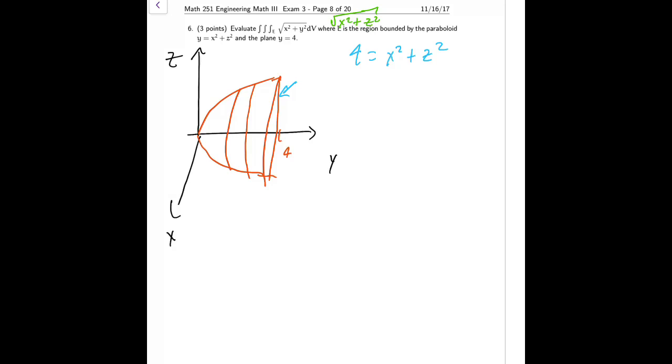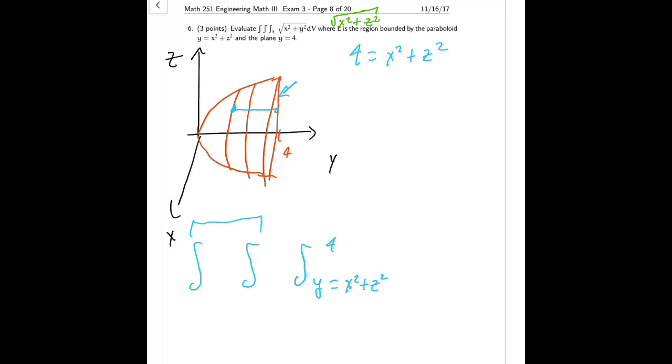So since y is given in terms of x and z, that tells us that the y integral should be on the inside. So the y integral is going to go from a point on the paraboloid to the plane y is equal to 4. So in other words, y is going to go from x squared plus z squared to 4. And now we need to figure out what the x and z integral is. So the outer two integrals are going to be the x and z integral.